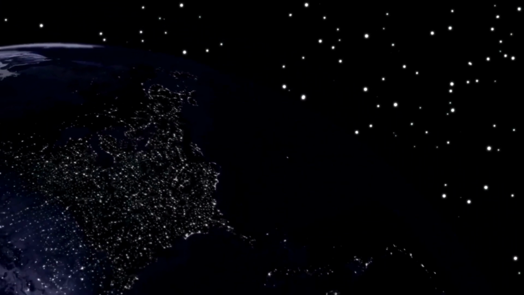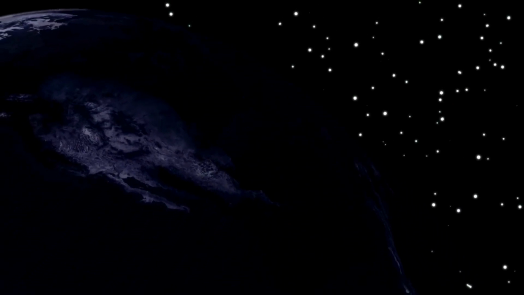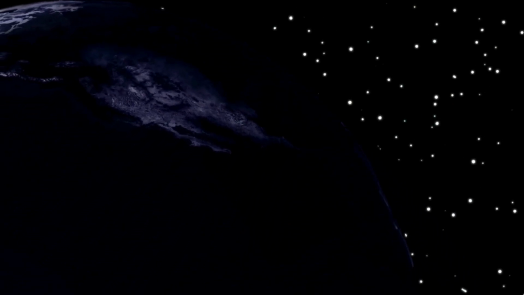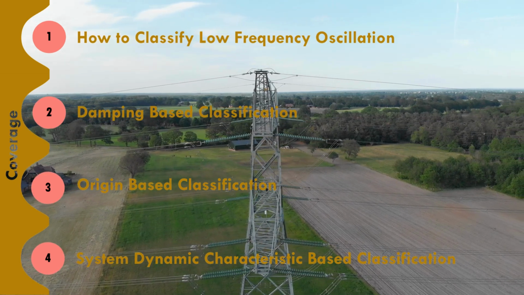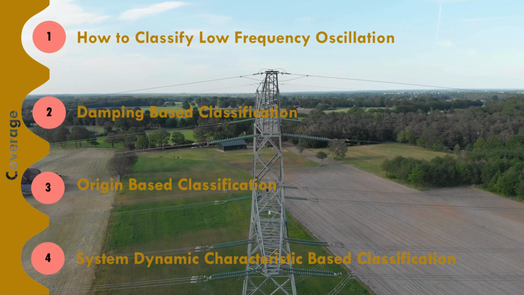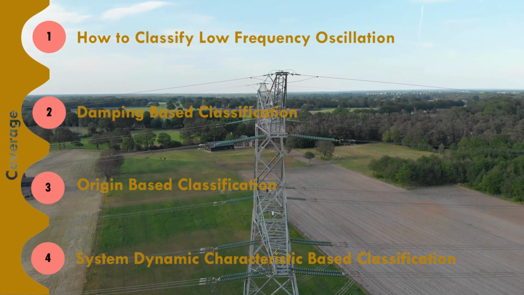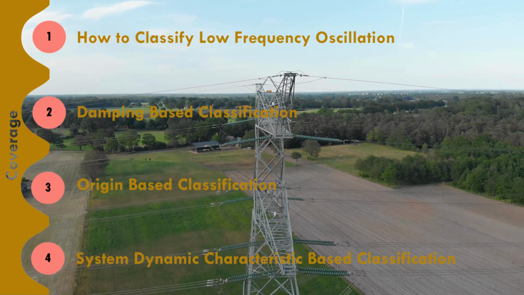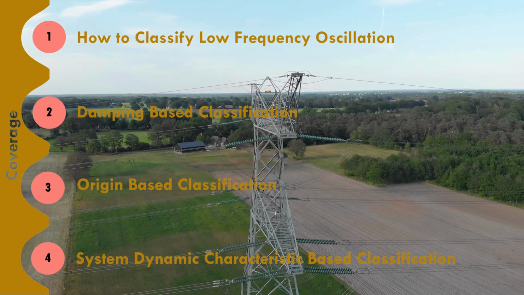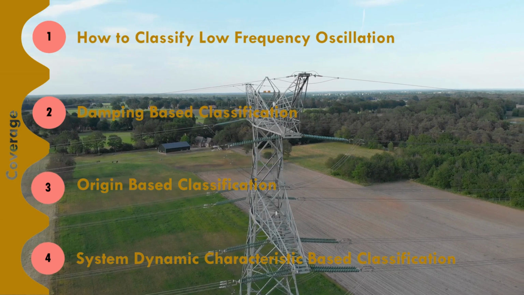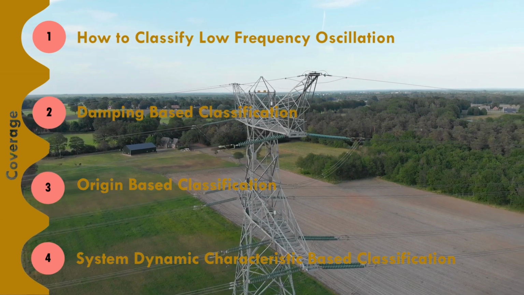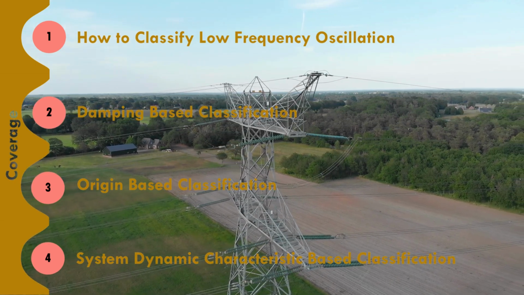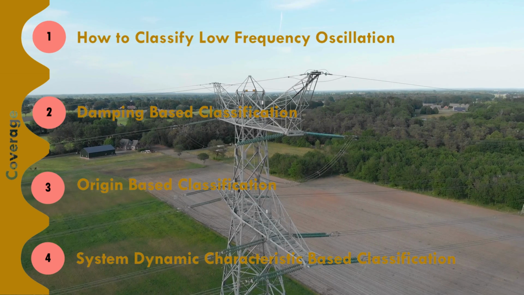Big trouble. Okay, so our mission today, for you listening, is to provide a shortcut, maybe, to understanding this complexity. We need to unpack how these LFOs are classified. Exactly. Because you can't really tackle a dynamic problem effectively until you know precisely what kind of dynamic problem you're facing. Makes sense. And the sources seem to identify three key ways to classify them. That's right. Three essential approaches. One based on damping, another based on the origin of the oscillation, and a third based on system dynamic characteristics.